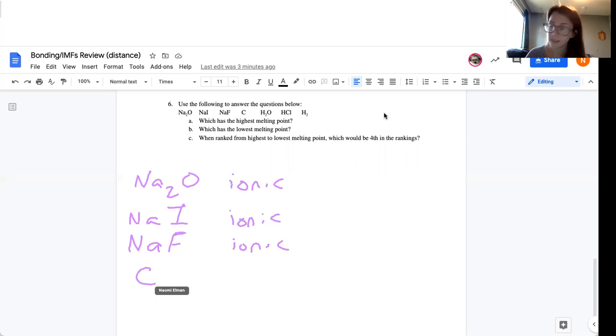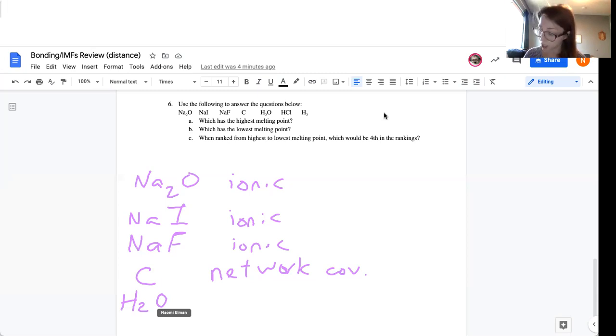When I just have C by itself, that's one of our two examples of network covalent. The other one would be SiO2. Great. H2O. H is a nonmetal, O is a nonmetal. Anytime we have only nonmetals, we have something molecular.